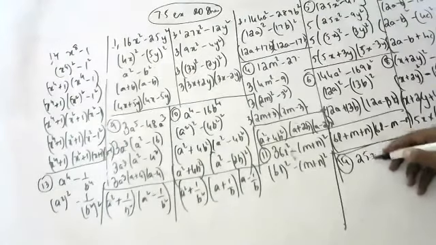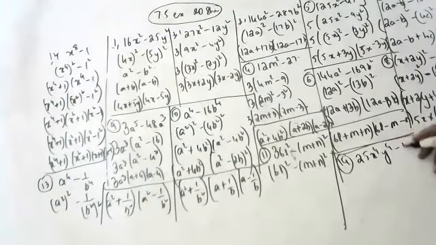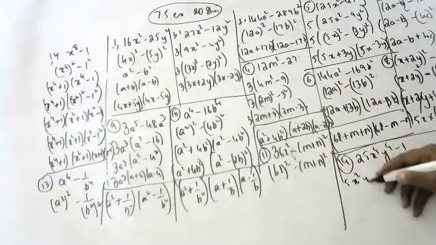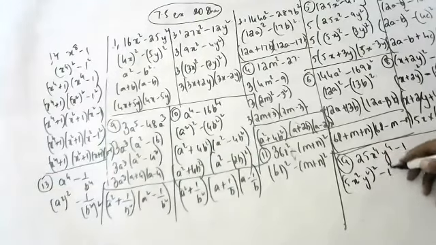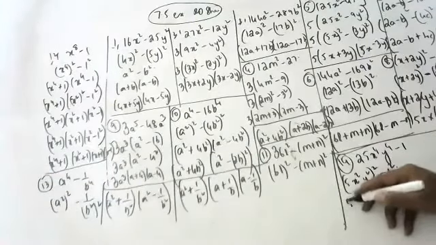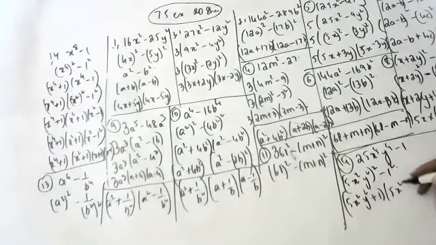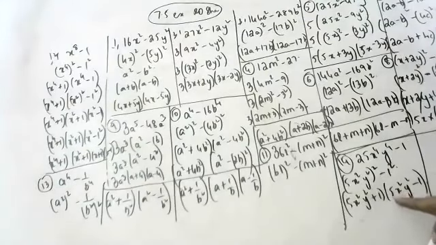25x⁴y⁴ minus 1. So (5x²y²)² minus 1². That gives (5x²y² plus 1)(5x²y² minus 1). That's it. Do you want to write this still further? It won't be possible, but if you want, I will show you how to write it.